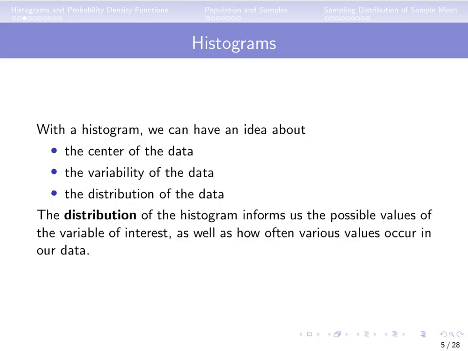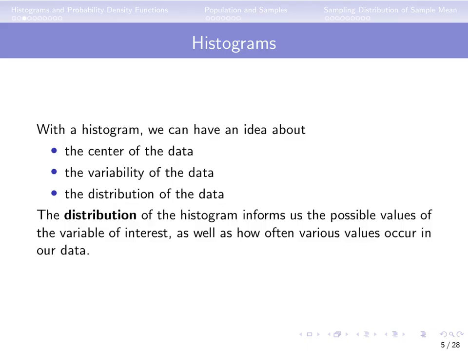So we say we have an idea of the center of the data, about 65. Variability of the data, right? So if you go back, it's about between 58 and 72 inches tall. And distribution of the data. So what is the distribution? The distribution basically informs us about the possible values of the heights, which was between 58 and 72, as well as how often various values occur in our data, right? That's basically what our histogram is telling us.